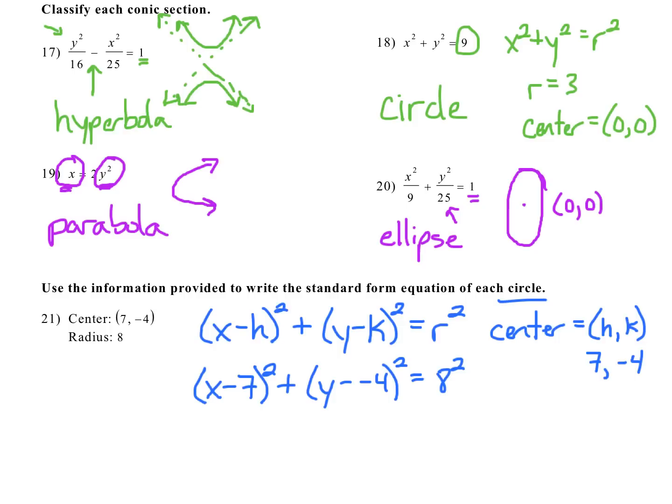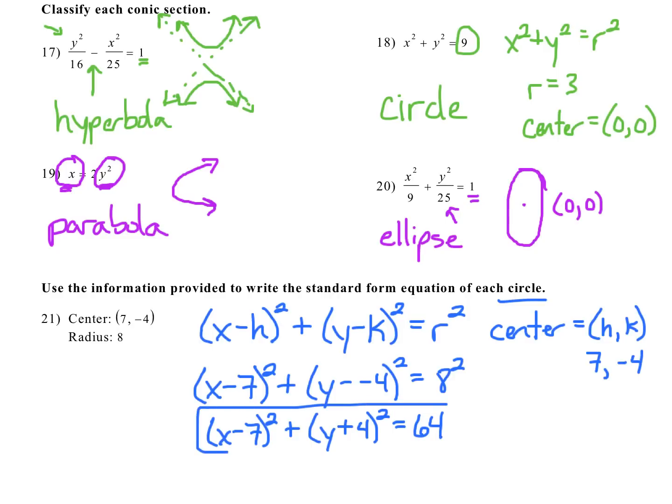And then I just simplify. X minus 7 squared plus y plus 4 squared equals 64. Okay, and that does it for part 2.